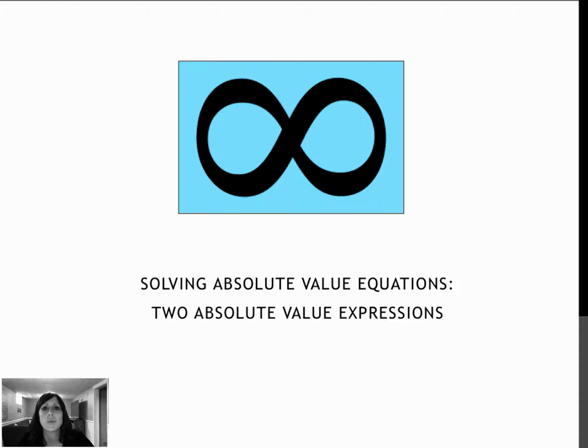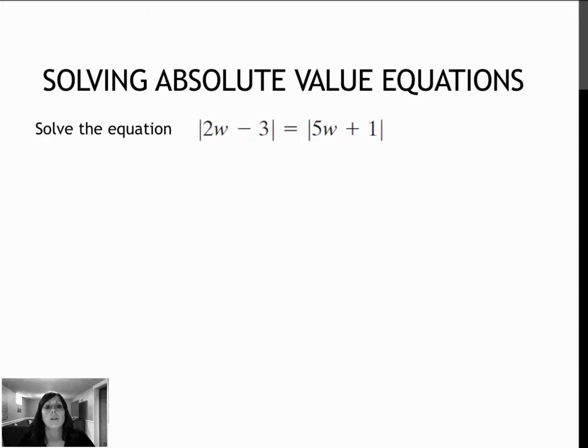I'm going to take you through how to solve an absolute value equation that involves an absolute value on each side. So our first example, I have the absolute value of 2w minus 3 equals the absolute value of 5w plus 1.